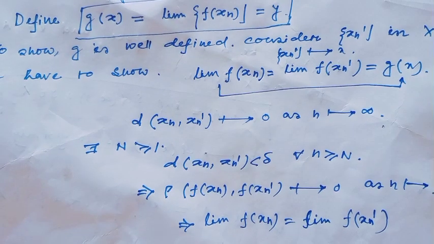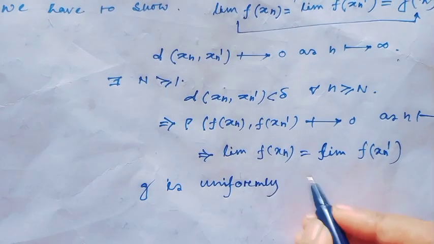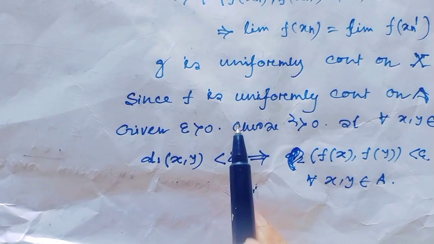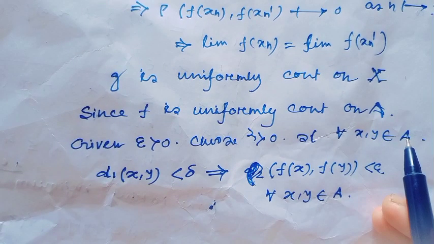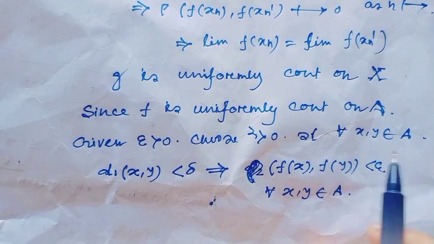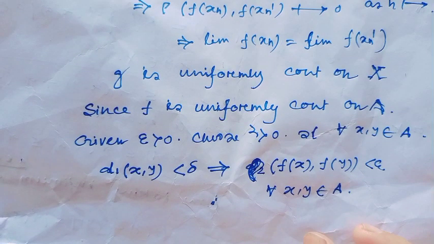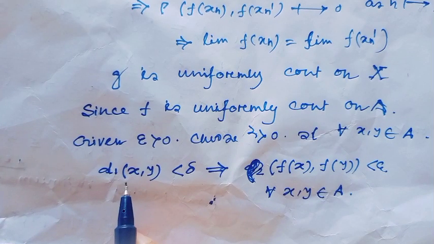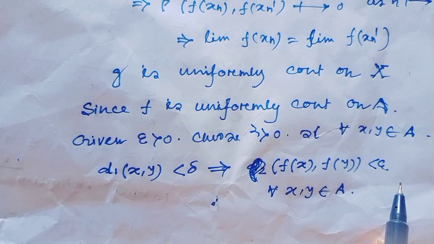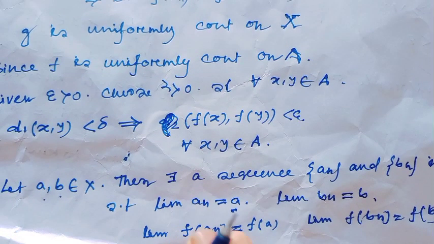Now we have to prove this g is uniformly continuous on the whole metric space X. But since the function f is uniformly continuous on the set capital A, given epsilon greater than 0, choose delta greater than 0 such that for all x comma y belongs to capital A, since f is uniformly continuous on the set A, the distance between x and y less than delta implies rho of f of x comma f of y is less than epsilon, and this is true for all x, y belonging to A.